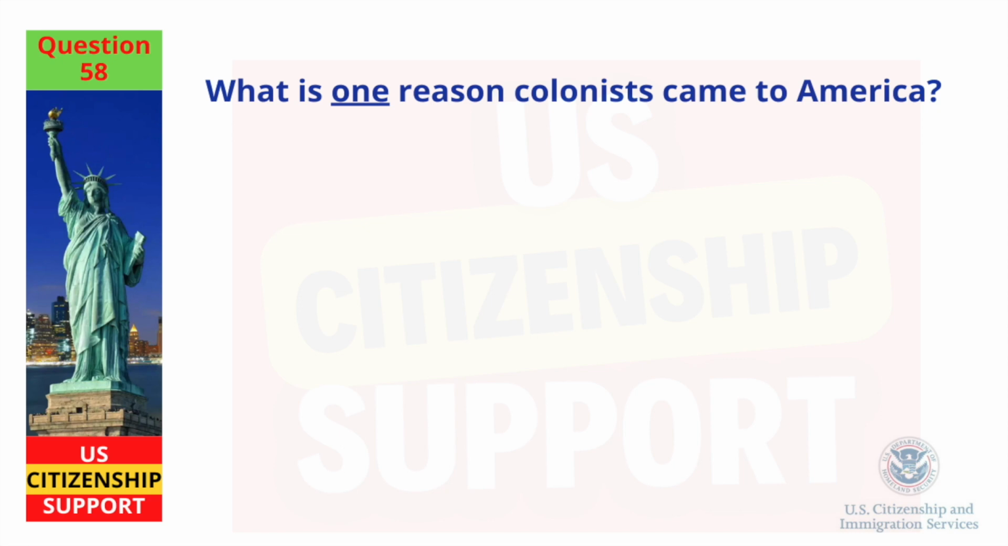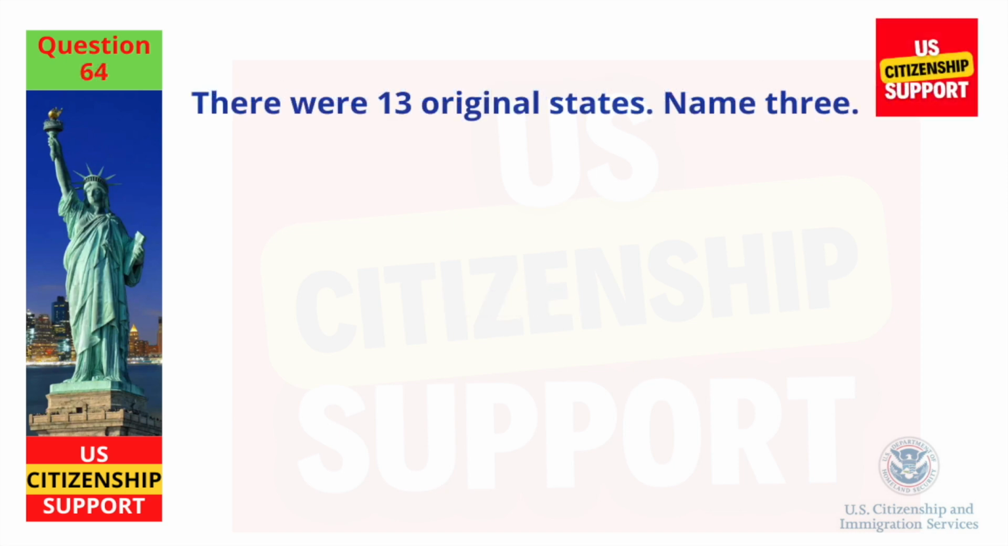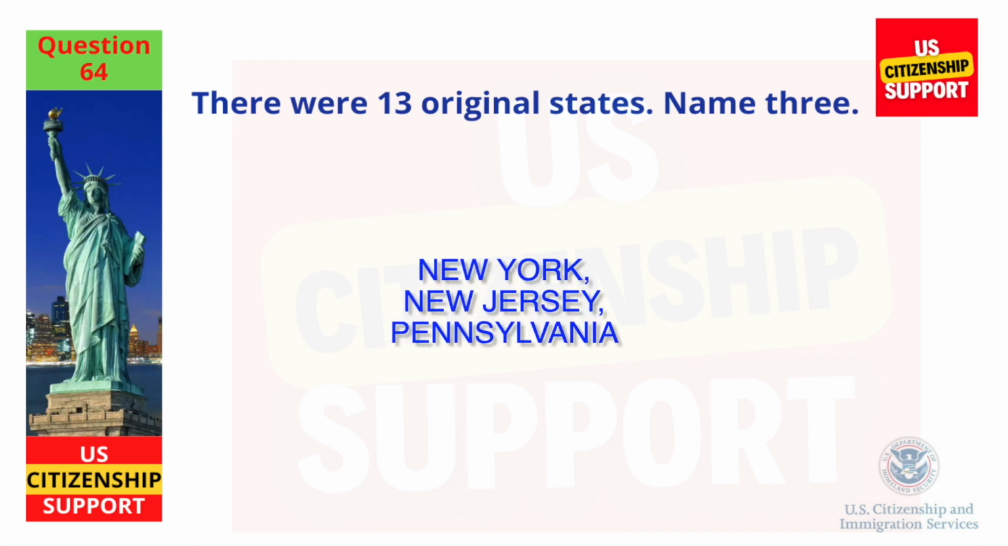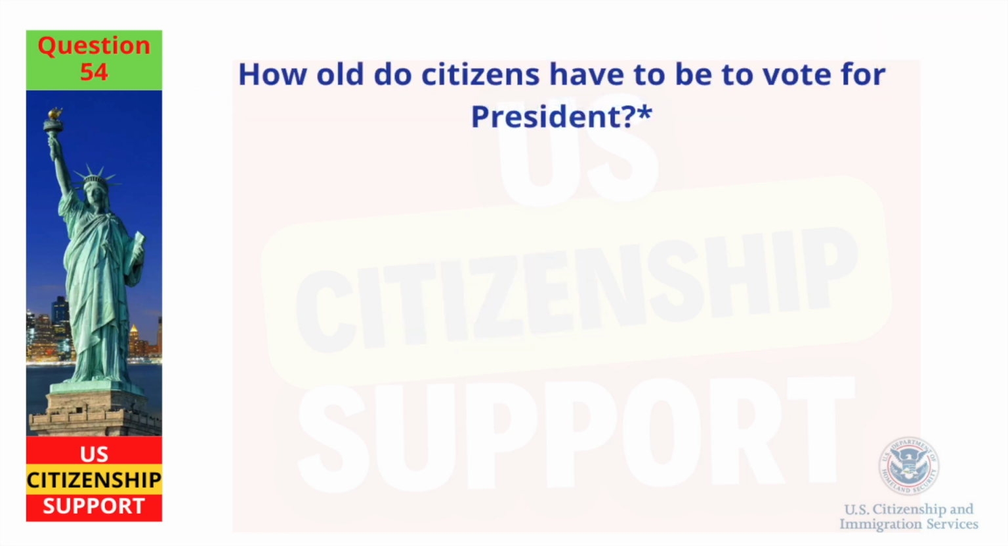What is one reason colonists came to America? Freedom. There were 13 original states. Name 3. New York, New Jersey, Pennsylvania. How old do citizens have to be to vote for president? 18 and older.